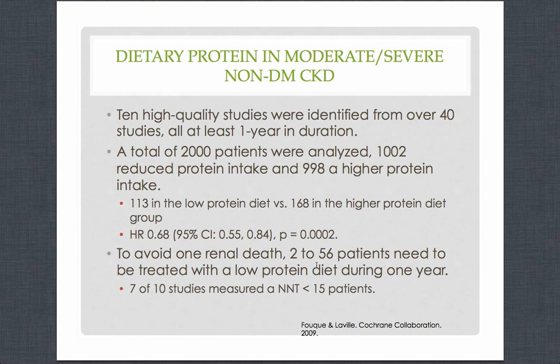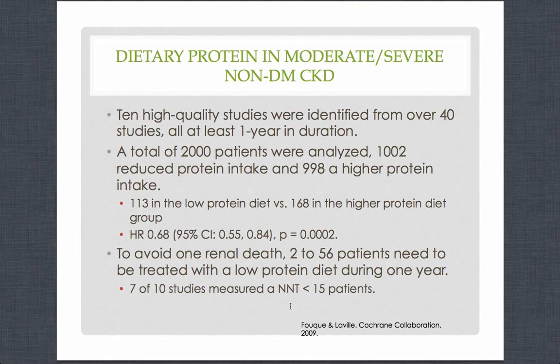And those in the low protein diet had a reduced hazard ratio for needing to actually begin hemodialysis. And so these are patients, or excuse me, I actually think that this is mortality. The next slide will tell us the outcome, but this is a reduced hazard ratio for mortality related to their renal disease. And so they had about a 32% reduction in mortality with a low protein diet compared to a high protein diet. And so to avoid one renal death, 2 to 56 patients need to be treated with a low protein diet during 1 year.